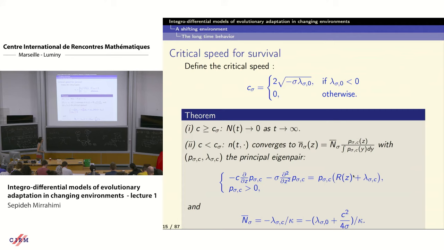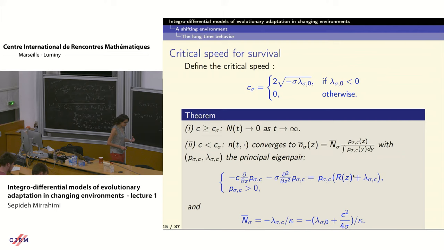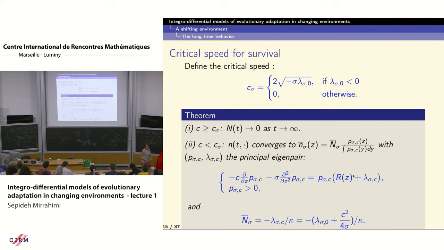Once we have this threshold, we can give the behavior of the solution. We can show that if c is greater than c sigma, n of t would converge to 0. And if c is less than c sigma, little n would converge to a renormalized principal eigenfunction of the problem.